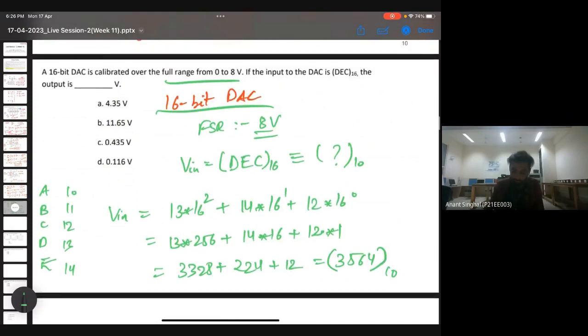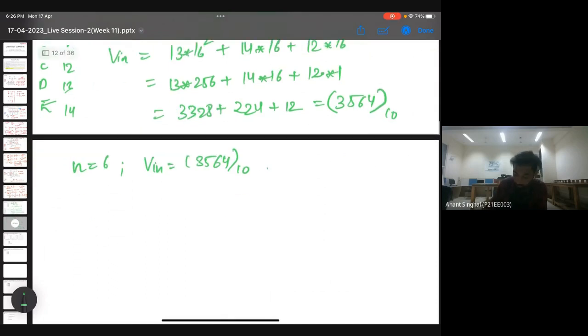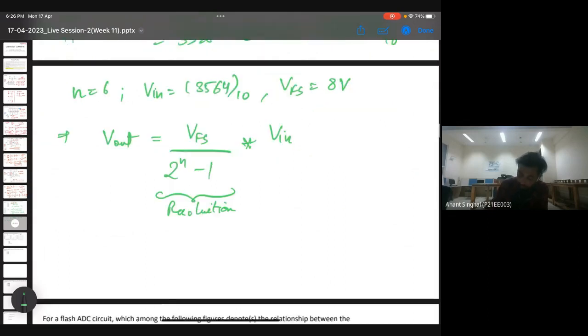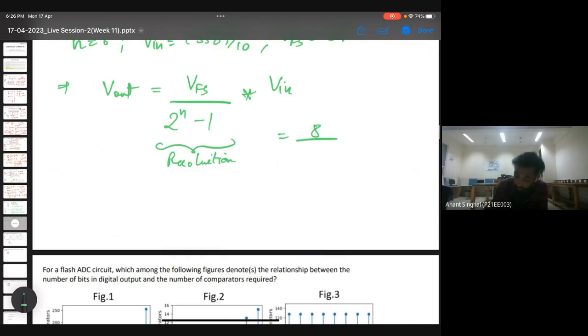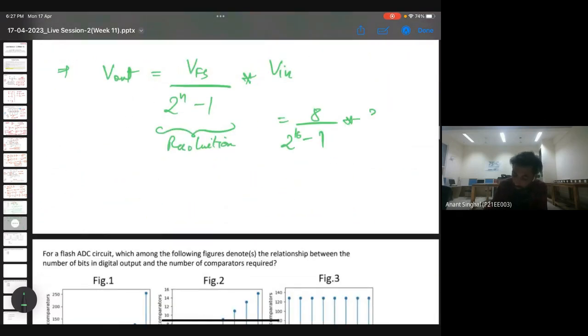So it is a 16-bit DAC, so the value of n will be 16. We have an input in decimal now, which is 3564 to the base 10, and the full scale voltage is given as 8 volts. So we'll just calculate the output voltage, which is nothing but full scale upon 2 to the power n minus 1, this part is the resolution, into the input. So we'll write 8 upon 2 to the power 16 minus 1 into 3564.